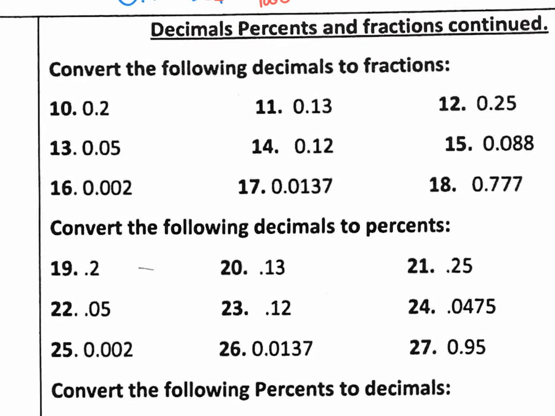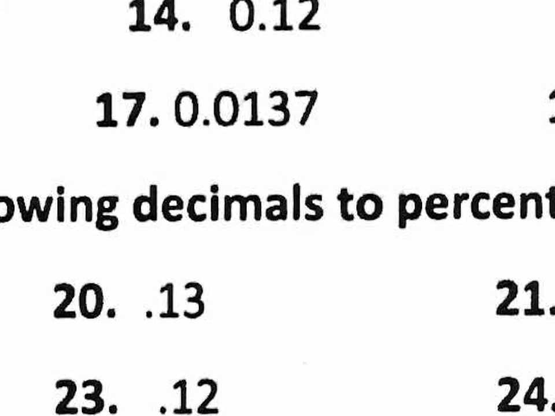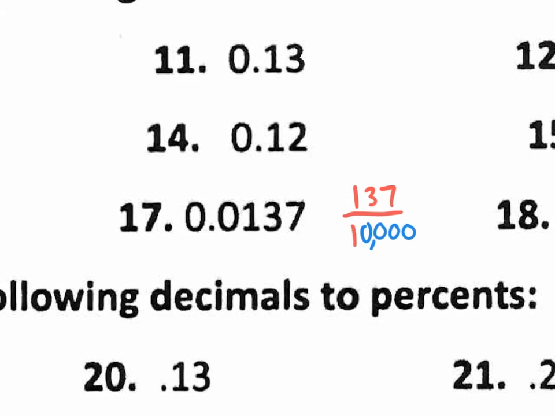Pick one. 17. All right. So what number are we going to write on the top of this fraction? 137. Over, let's put a 1 with how many zeros? 4. We have 1, 2, 3, 4, right? So yeah, 4 zeros. So there it is. It's 137 over 10,000, and we're done, right? So all these are pretty easy.